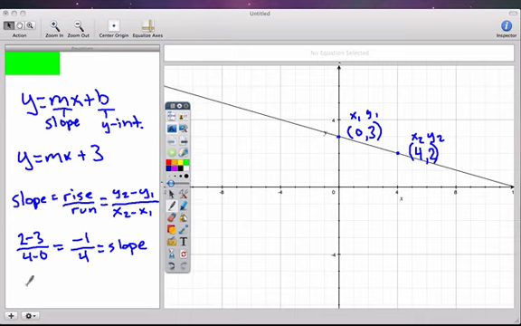And we can write our final equation. And that's going to be y equals negative 1/4 x plus 3.